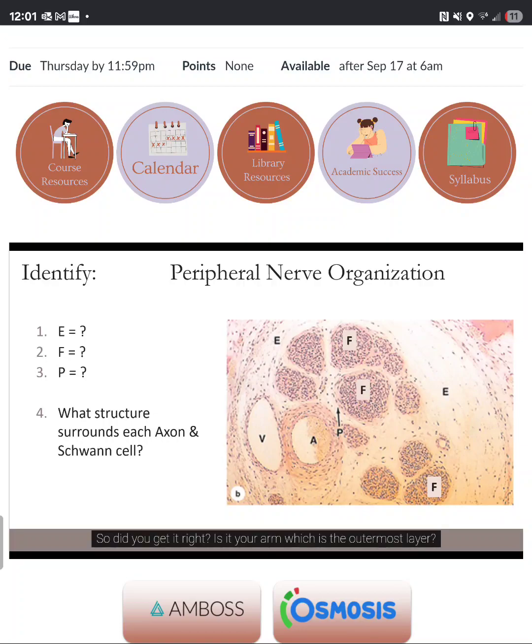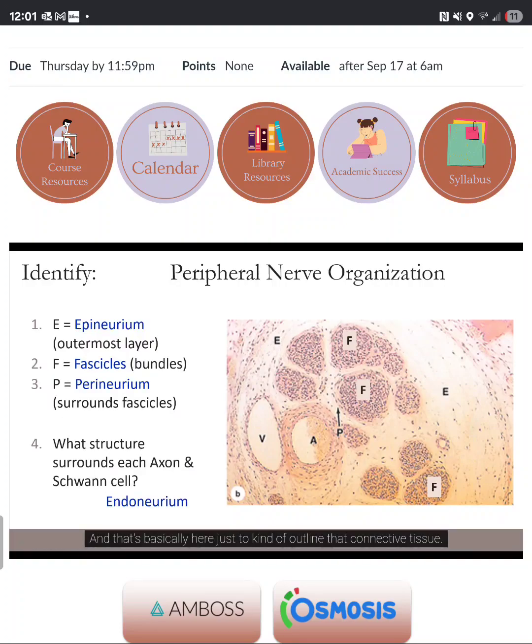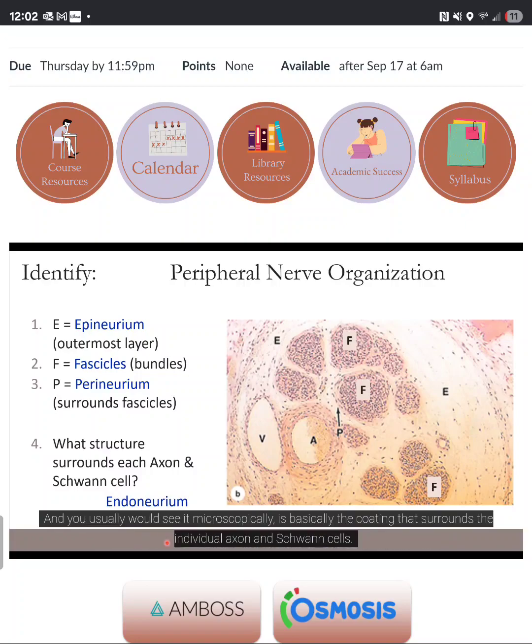So did you get it? E is epineurium, which is the outermost layer. Fascicles are your bunches of nerve fibers. Just think of the bunch of pencils. And then your perineurium surrounds the fascicles, and that's basically here, just to outline that connective tissue that surrounds each bundle of fascicles. And then the endoneurium, you can't really see it on this one, you usually would see it microscopically, is basically the coating that surrounds the individual axon and Schwann cells.